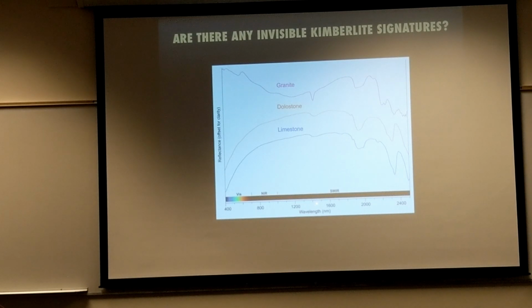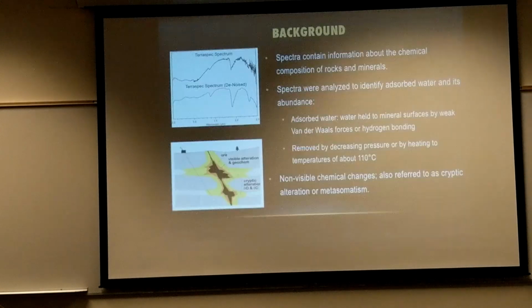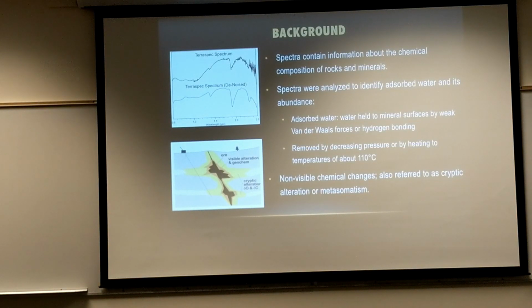We're working more with the spectral features at 1400, these ones here, and these ones here. And by looking at the shape, the position, and the intensity of those spectral features, we can make an assessment about the degree of hydration of the rock. So whether that rock is dehydrated or has lots of water in it.